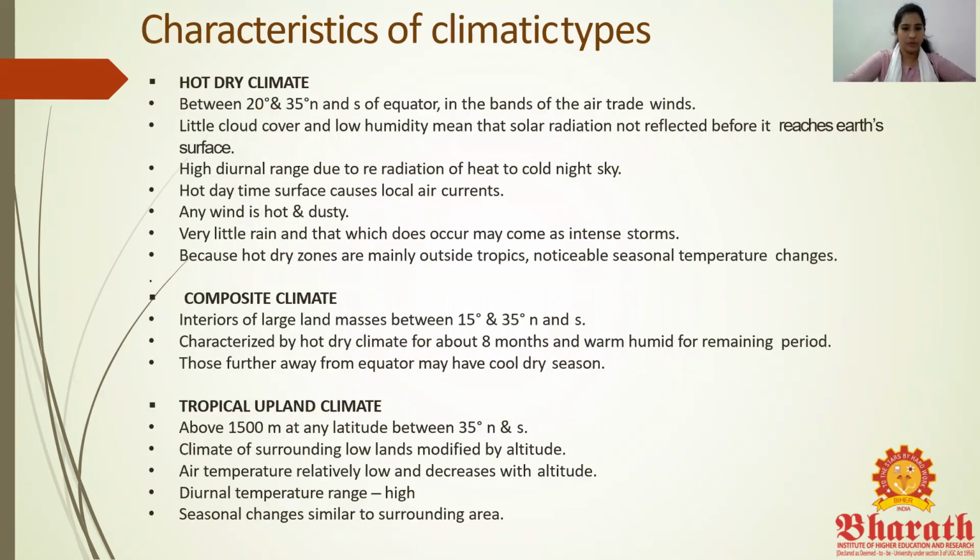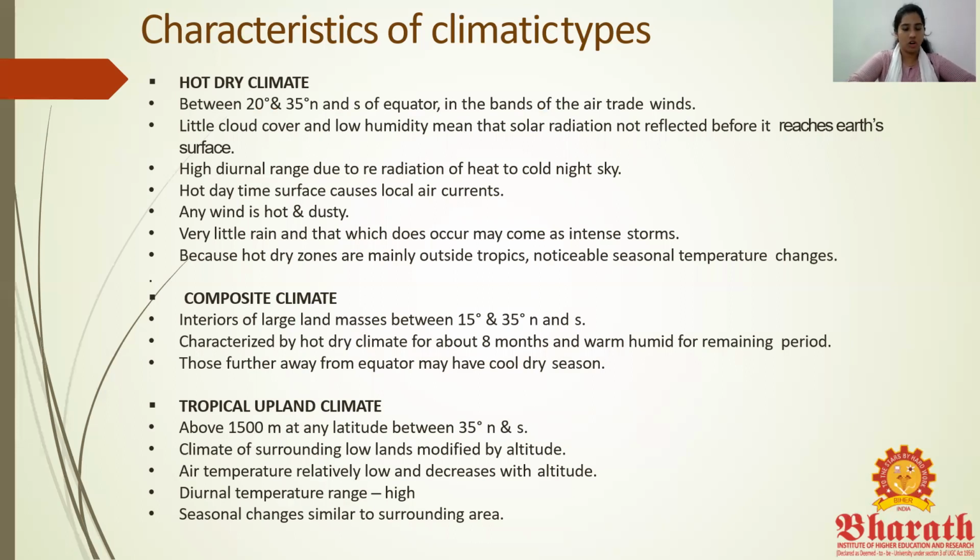In a hot and dry climate, between 20 to 35 degrees north and south of the equator in the bands of the trade winds, little cloud cover and low humidity mean that the solar radiation is not reflected before it reaches the Earth's surface. You have a high diurnal range due to the re-radiation of heat to the cold night sky. The hot daytime surfaces cause local air currents. Any wind is hot and dusty in these zones. Being hot and dry, it has very little rain, which does not come as intense storms. There are no noticeable seasonal temperature changes, only from morning to night.